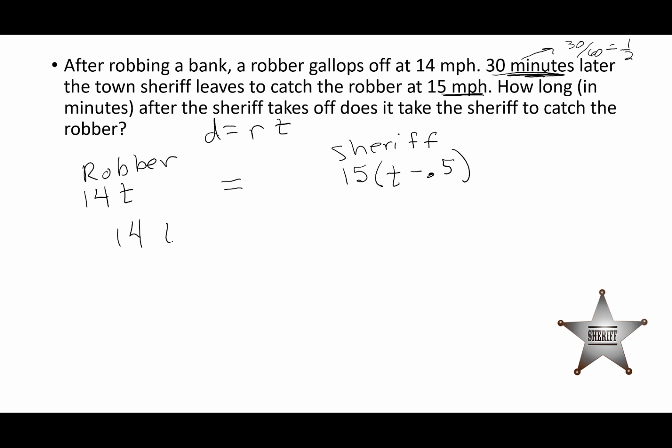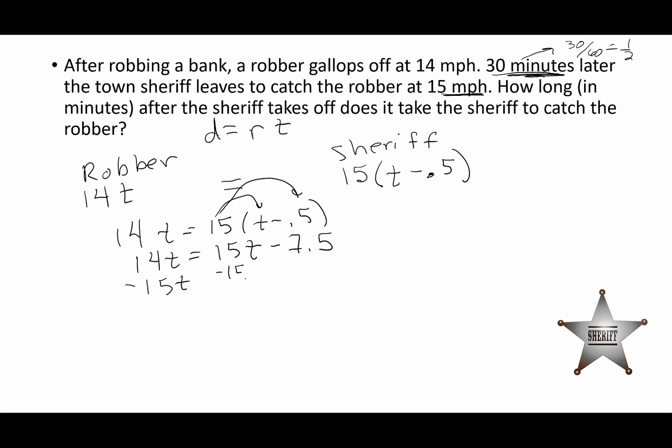So now 14t is equal to 15 times t minus 0.5. So I have 14t, that's fine. Distribute the 15. I get 15t minus 7.5. If I bring the 15t over, I get negative t is equal to negative 7.5. So I want to change that to a positive. So now I have t is 7.5.